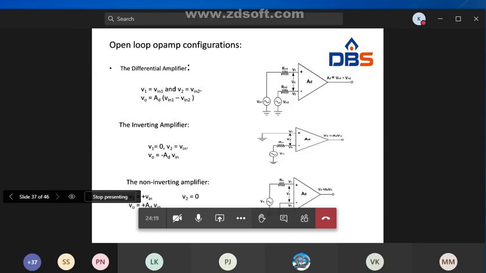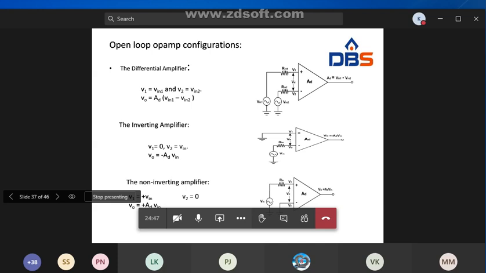Now we will see the open loop op amp configurations. There are three open loop op amp configurations. These are inverting amplifier, non-inverting amplifier and differential amplifier.